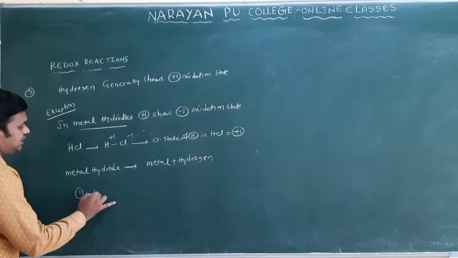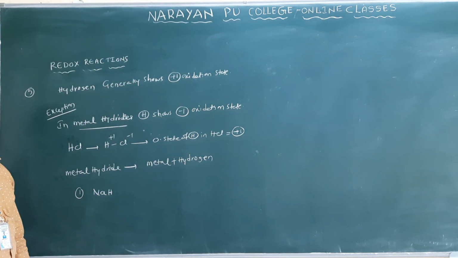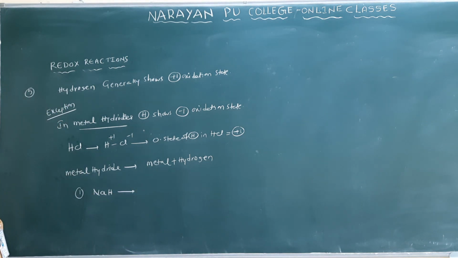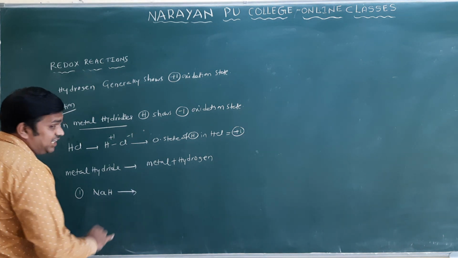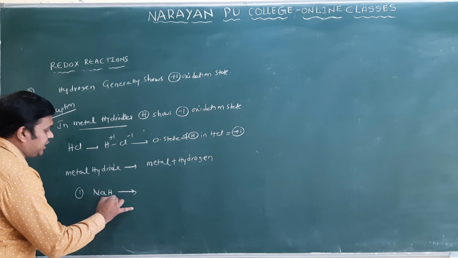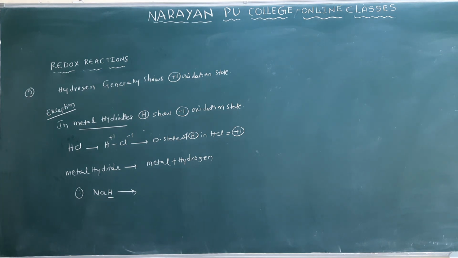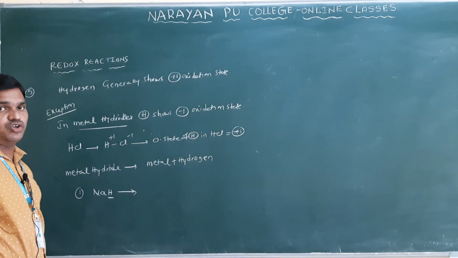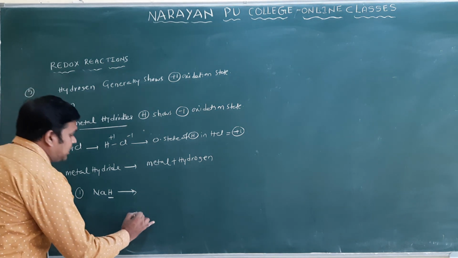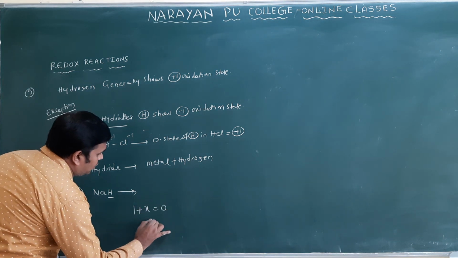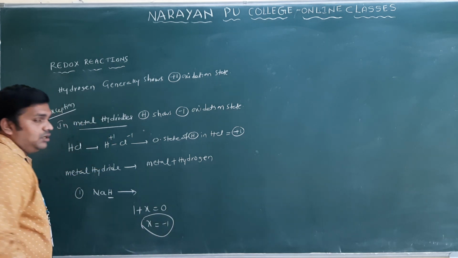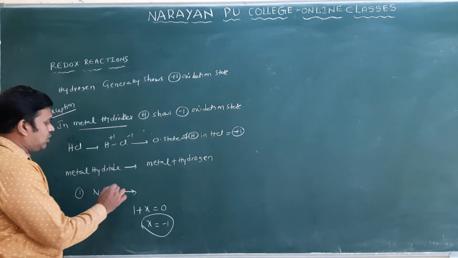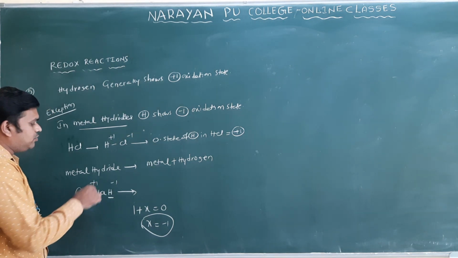I will take one example here, NaH, sodium hydride. You want to find out the oxidation number of hydrogen in sodium hydride, so I will write -1 only. How is it -1? I want to find out the hydrogen oxidation number, so whichever element's oxidation number you want to find, we take it as x. Sodium belongs to the first group element. Its oxidation number is how much? +1. So I will write here 1 + x = 0. So x equals -1 only. In sodium hydride, what is the oxidation number of hydrogen? -1. Sodium's oxidation number is +1 only.